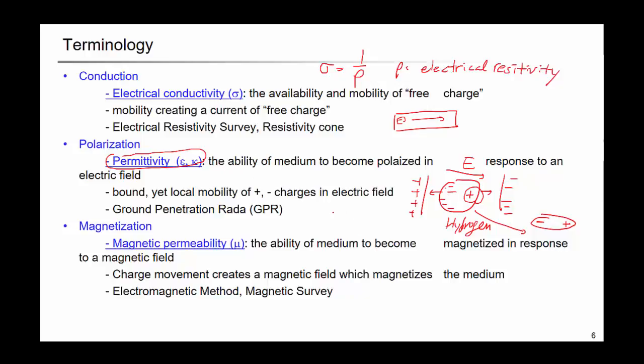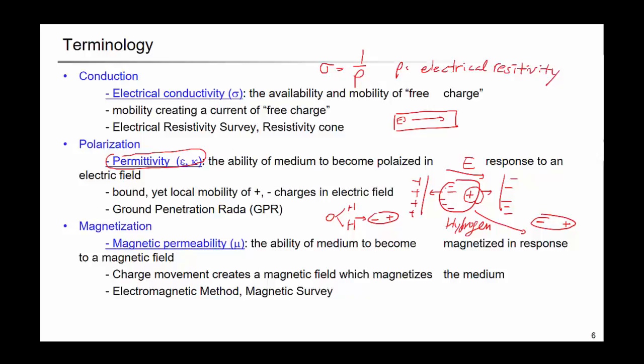When you have water, groundwater can be polarized, right? And this is expressed as a minus and plus dipole. So polarization is the ability of the medium to become polarized in response to an electric field. It can rotate and may have a little bit of local mobility, but the molecule itself doesn't move.